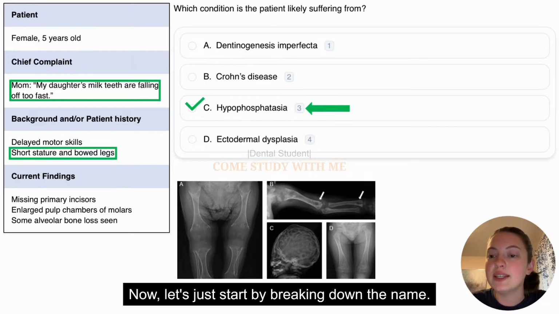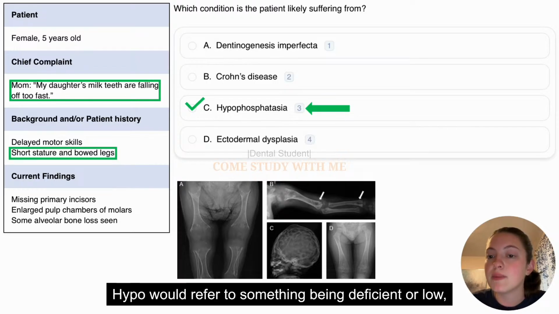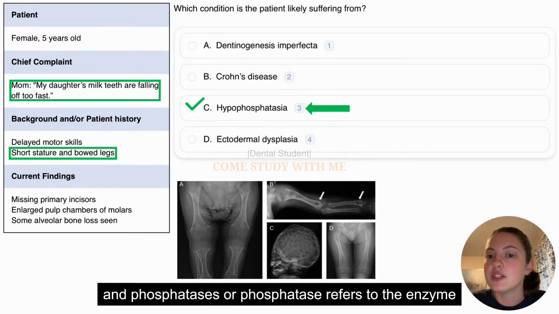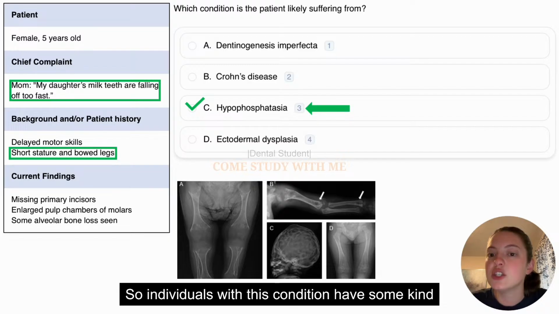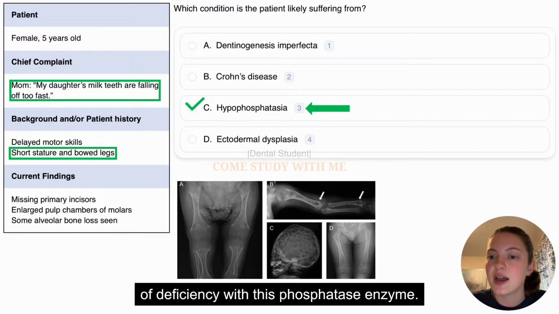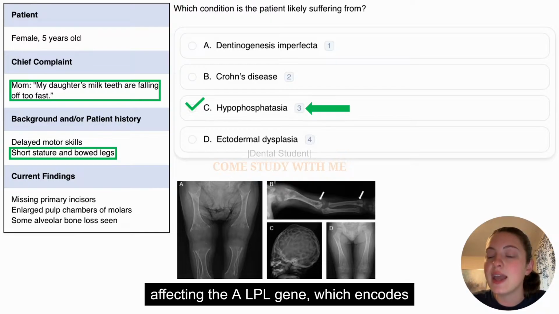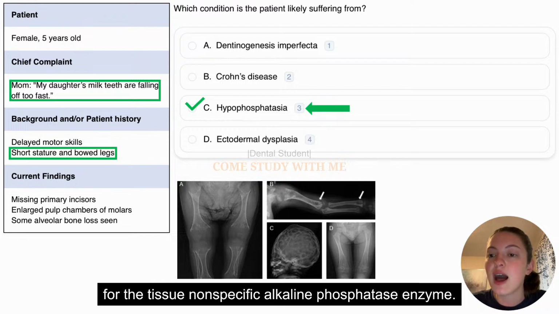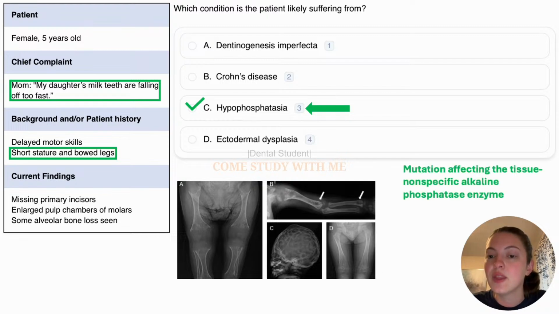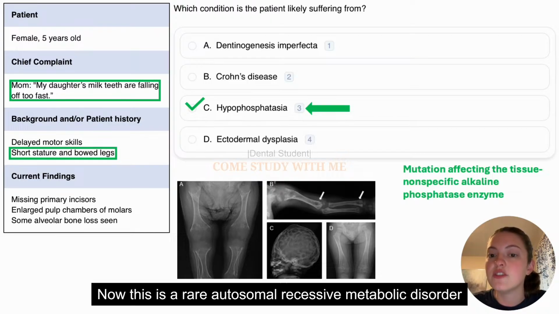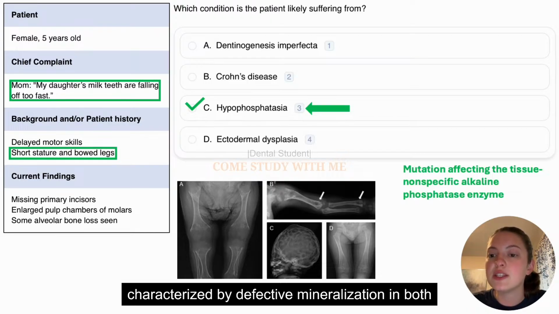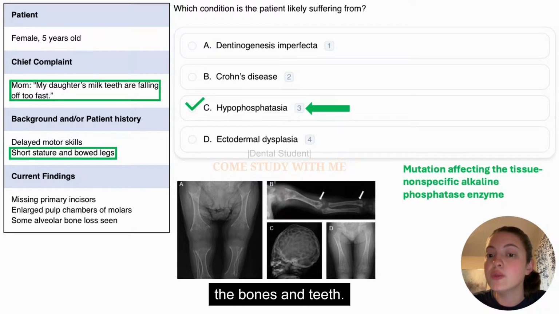Now let's just start by breaking down the name. Hypo would refer to something being deficient or low, and phosphatasia or phosphatase refers to the enzyme alkaline phosphatase. So individuals with this condition have some kind of deficiency with this phosphatase enzyme. In this condition specifically, individuals have a mutation affecting the ALPL gene, which encodes for the tissue nonspecific alkaline phosphatase enzyme. Now, this is a rare autosomal recessive metabolic disorder characterized by defective mineralization in both the bones and teeth.